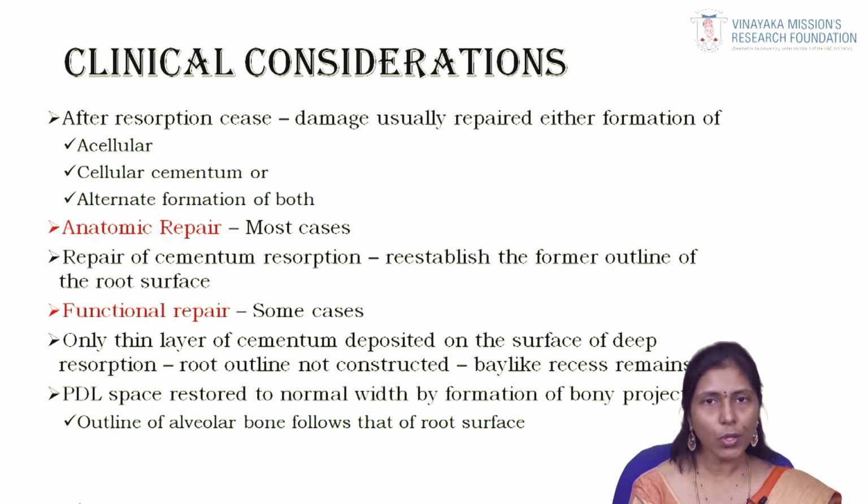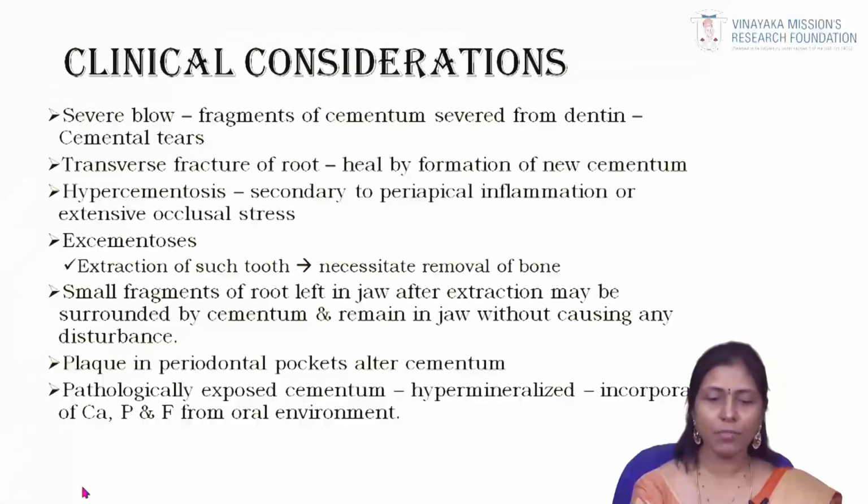So, when there is going to be resorption of the root, and if the cementum is not going to be formed to maintain its outline, the alveolar bone is going to be formed and the space is maintained. Sometimes in case of severe blow, fragments of cementum may be detaching from dentin, that you call as cemental tears. Transverse fracture of root heals by formation of new cementum.